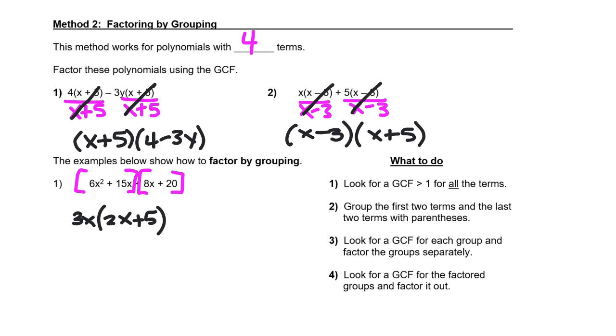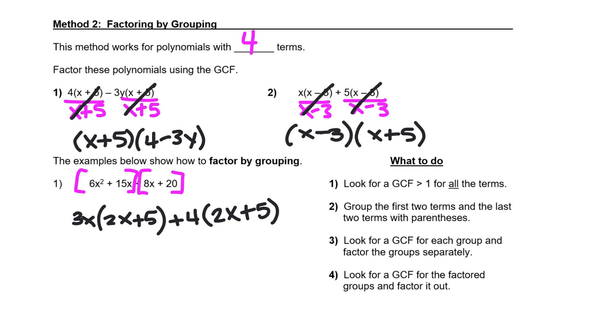Now we're going to move on to the second 2 terms. We have 8x plus 20. Now look for a GCF only within those 2 terms. So they both don't have x, but they do both have a factor of 4. So I'm going to factor out a positive 4, which would leave me with 2x plus 5.